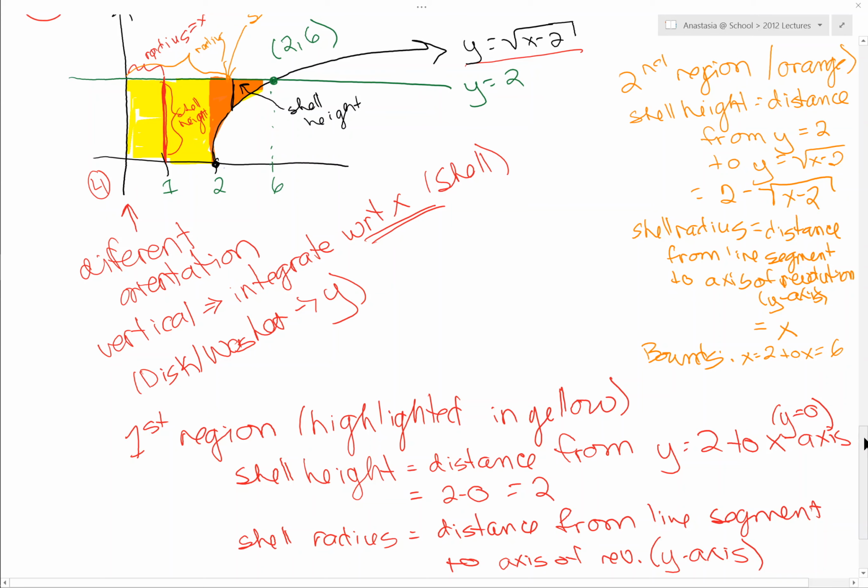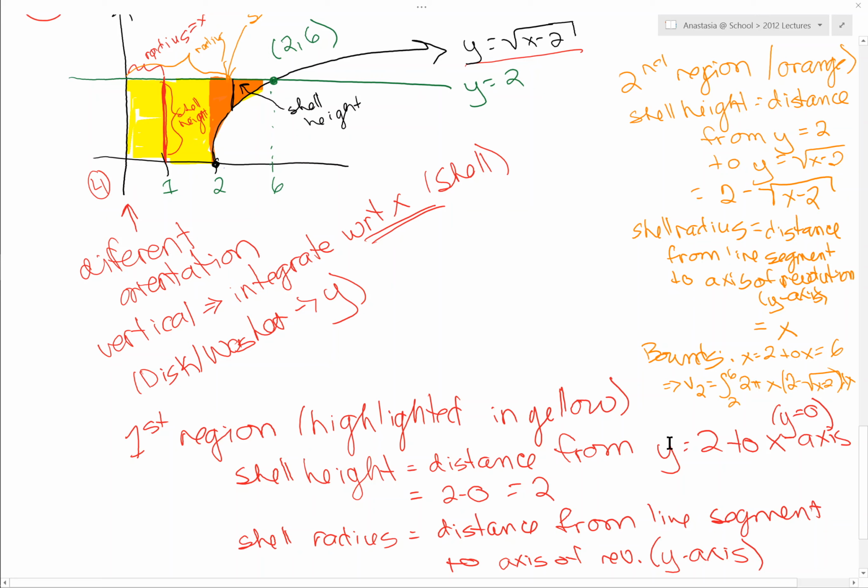Okay, so if we take all of this information then, I'm going to squeeze this in here. Our volume, our second volume integral, is going to be the integral from 2 to 6 of 2 pi. Our shell radius is x, and our shell height is 2 minus the square root of x minus 2 dx.